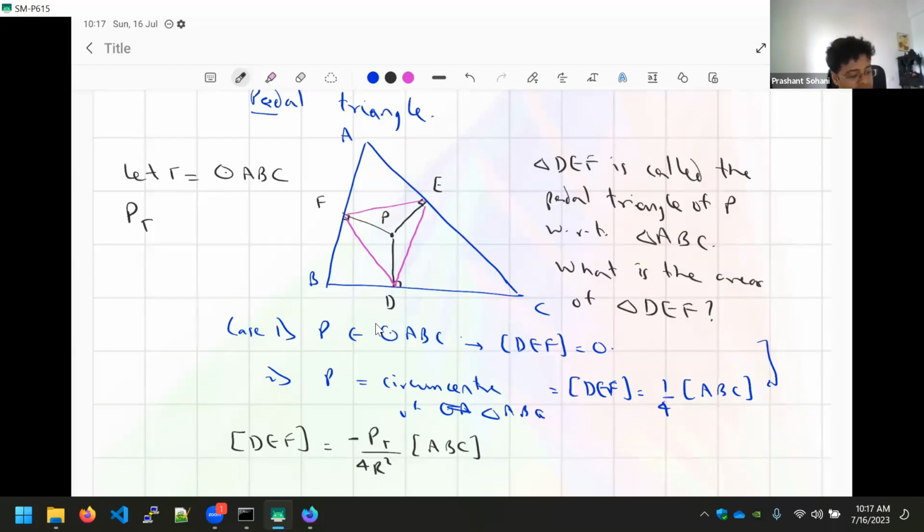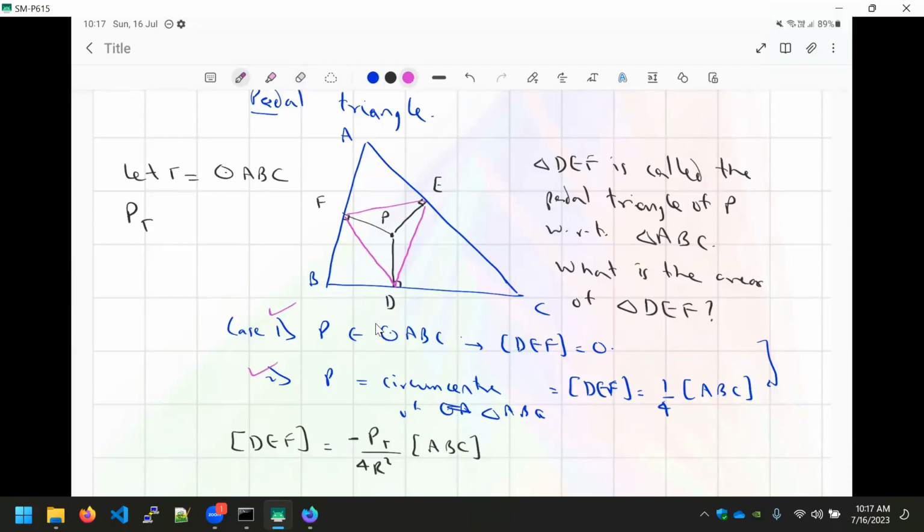First things first, do you see that this area definition is matching these two special cases? When the point is on the circumcircle, what happens to the power? The power becomes 0. So the other terms don't matter, right? So this answer will be 0. Therefore, this is satisfied.